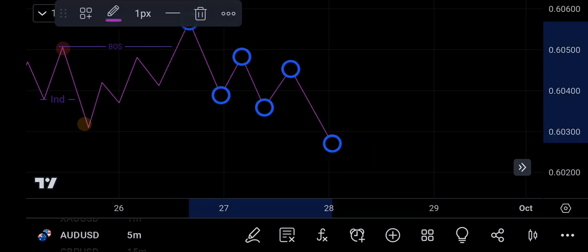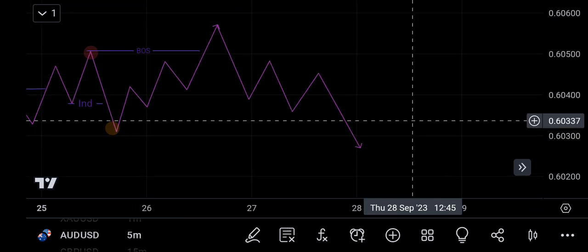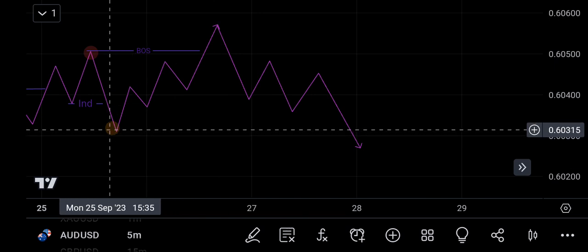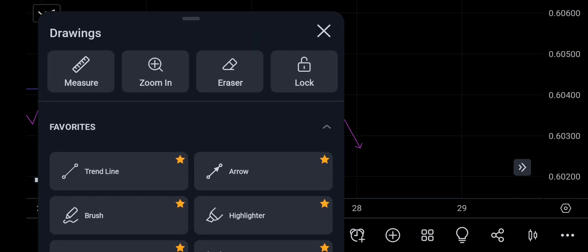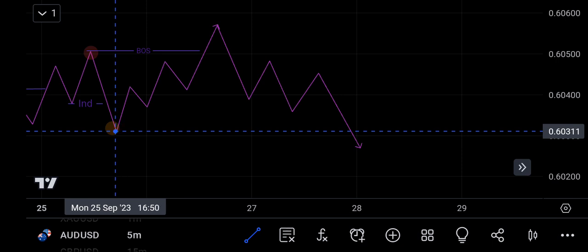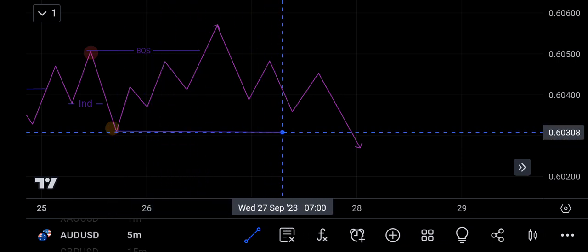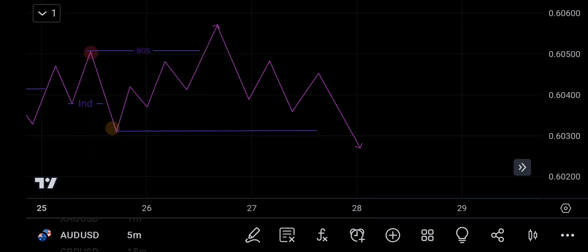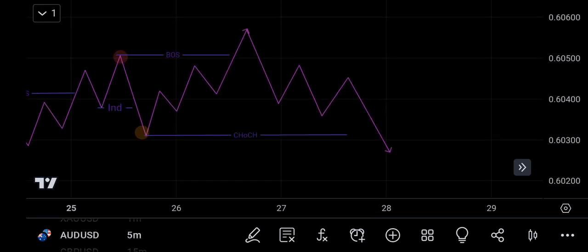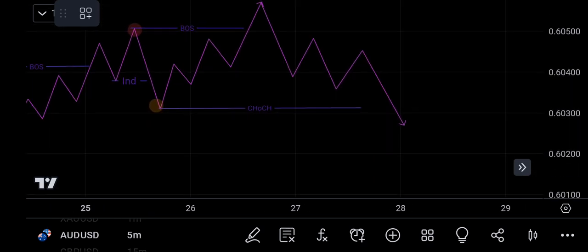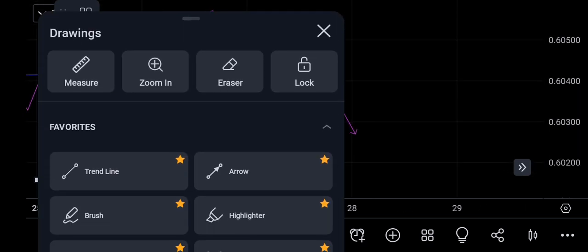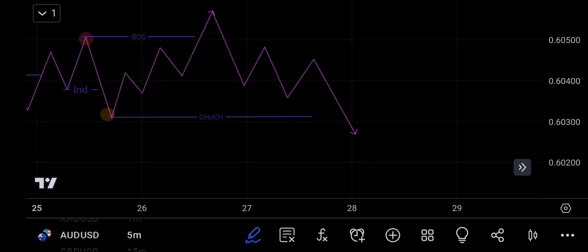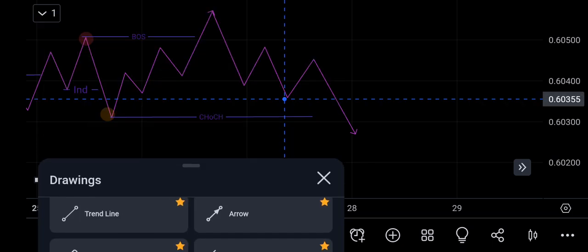Then finally the market breaks this low, our swing low. We mark from the swing low and call it change of character. This is a valid change of character. Then you continue marking your structure from there.